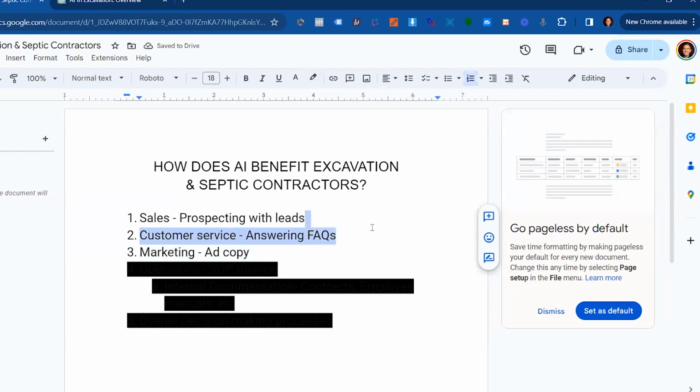Now let's go back and see a third way that excavation and septic contractors can be using artificial intelligence. So the next way is for marketing and ad copy. So a lot of you are running ads on, say, Google or Facebook, and coming up with good ads can be challenging, and good offers, right? But there's tools and technology out there that will help with this for free. And so I want to share one of those with you. And that would be a tool called ChatGPT. So let me share that with you real quick.